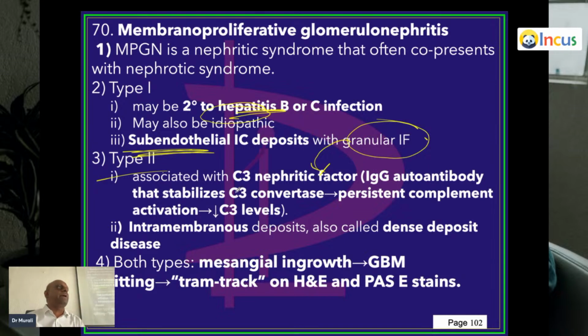What is C3 nephritic factor? It is an antibody against the C3 convertase, but a special antibody. Antibodies destroy, but this antibody stabilizes. So it is an IgG autoantibody that stabilizes the C3 convertase, which will continue complement activation, and because of this there will be hypocomplementemia.